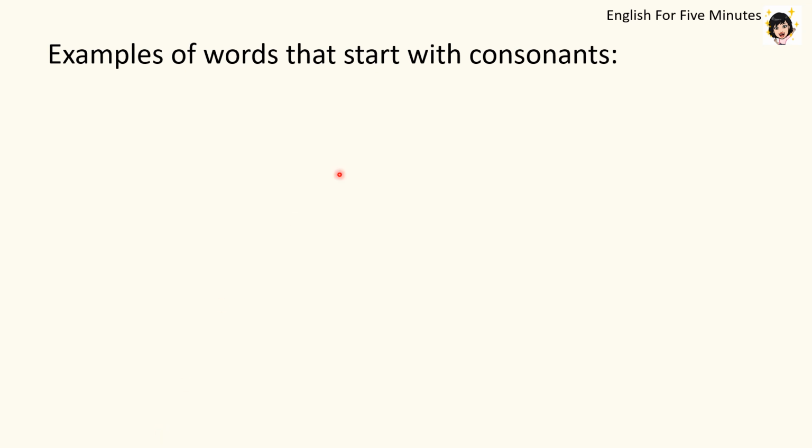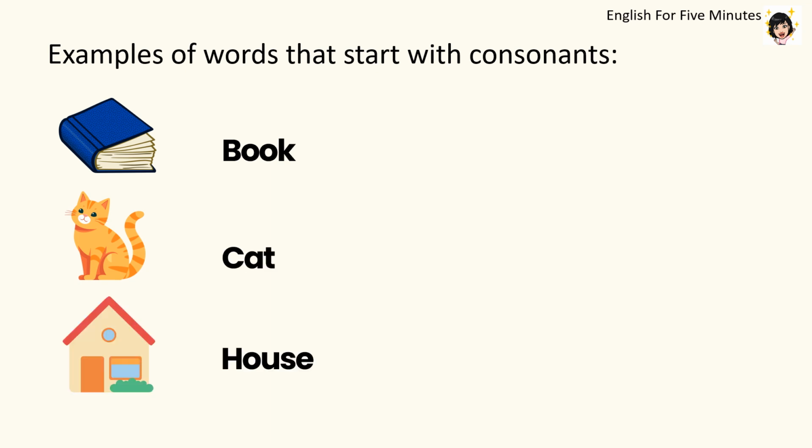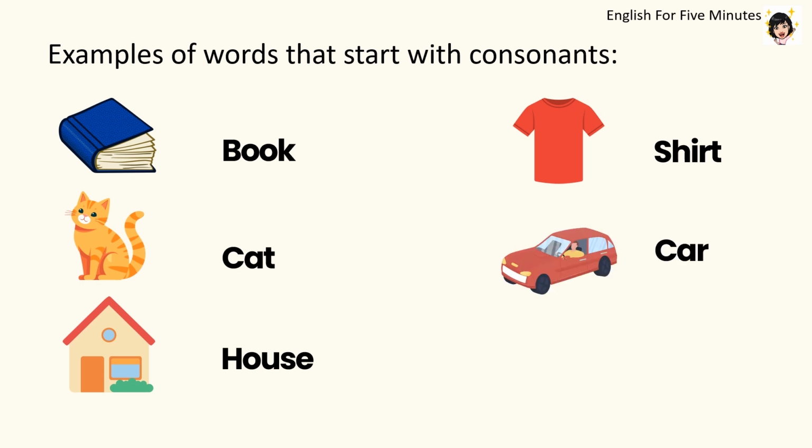Example words that start with consonant. Book, cat, house, shirt, car, boy. So this is consonant. B, C, H, S, C, B.